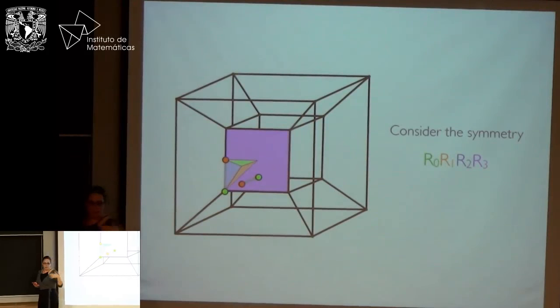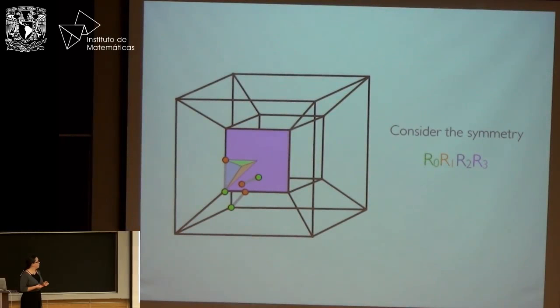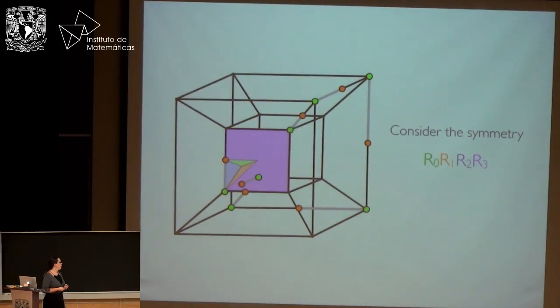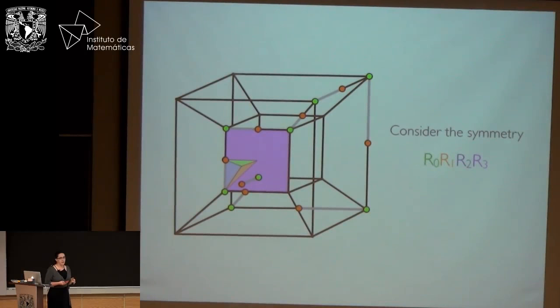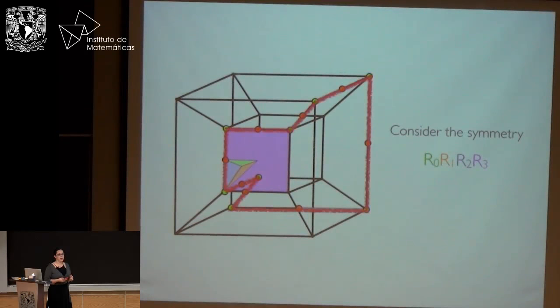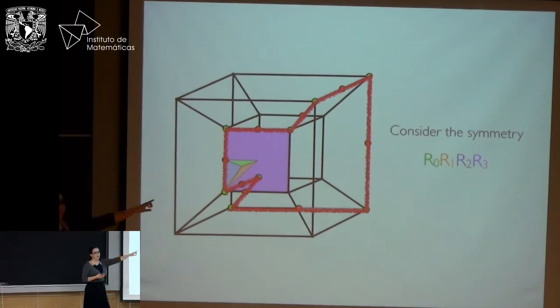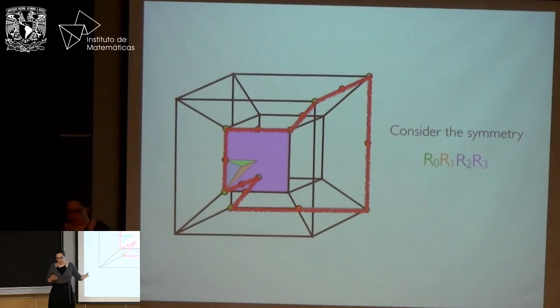And I could keep doing this. So then I get this one, and then I get this one, and then this one, and this one, and this one. And if you look at it, you can see that I've just traced the Petrie polygon that I showed you before. So what happens is that this symmetry is actually the one-step rotation among this Petrie polygon.